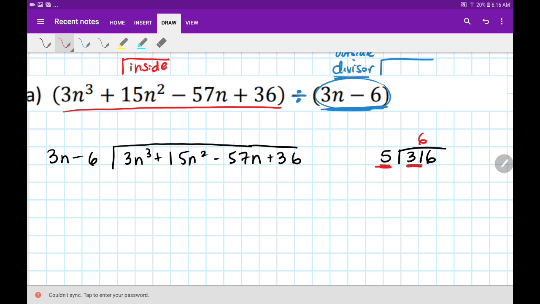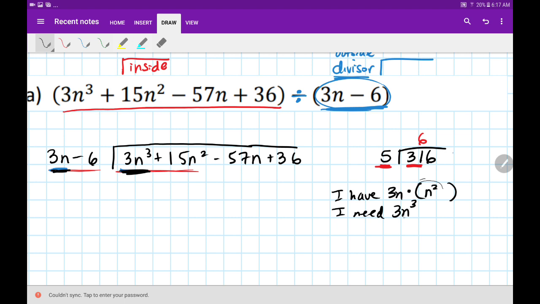So similarly, I want to see how many times this fits into this expression, except I'm going to focus only on the first term. This is what makes polynomial long division more complicated than regular numerical long division: there are multiple terms. So you need to focus on the leading term. I want to see how many times 3n goes into 3n cubed. Let me word that a different way. If I have 3n, but I need 3n cubed, then 3n times what will give me 3n cubed? The answer would be n squared. 3n times n squared gives me 3n cubed.